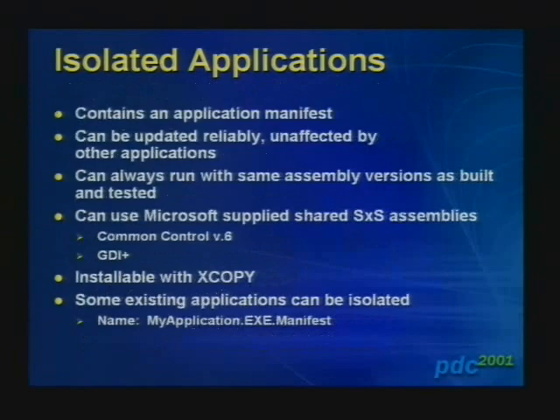So isolated applications. A Windows XP application is an isolated application. You have to give it an application manifest. We're shipping 2 shared assemblies that you can only use if you specify that you're dependent on them. That's the COM common control and GDI Plus. And if you isolate your application, you can install it with Xcopy, as I mentioned before.